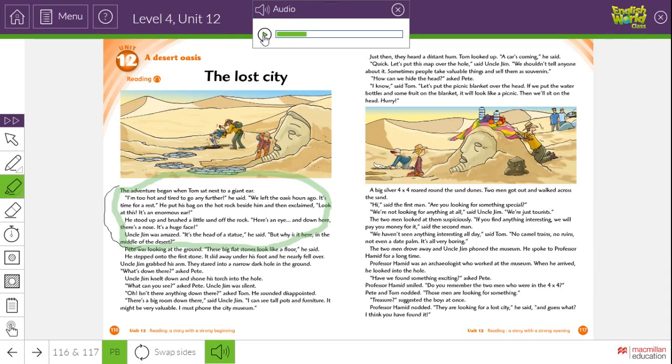Great. I think all of you found out the answer. So what's the answer? Let's choose another color. Yeah, this blue one. Why was Uncle Jim amazed? Let's look here. Uncle Jim was amazed because he saw the head of a statue. That's great. Now we're going to move to this other part.